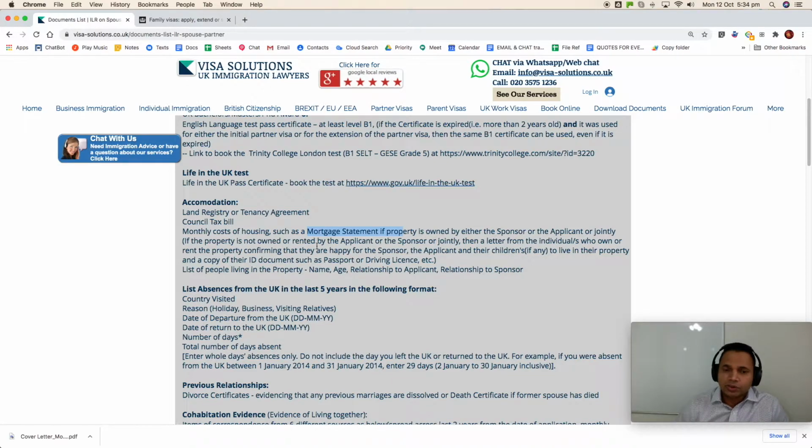If the property is owned or rented by someone other than the sponsor or the applicant, then make sure you include a letter from the individual who owns or rents the property, confirming that they are happy for the sponsor, the applicant, and their children, if any, to live in the property. And make sure to put a copy of the ID document of that individual. Make sure that the signatures match from the ID document and the letter.